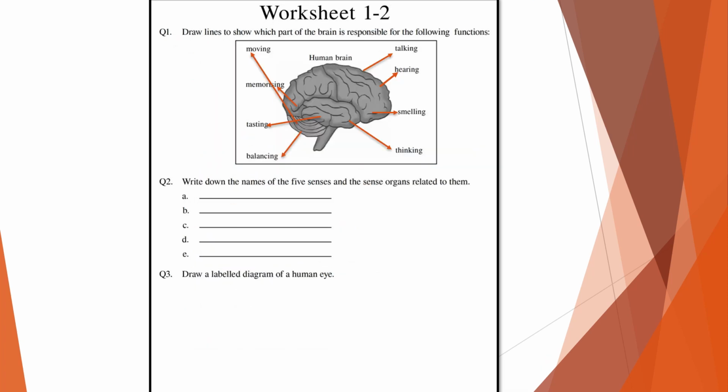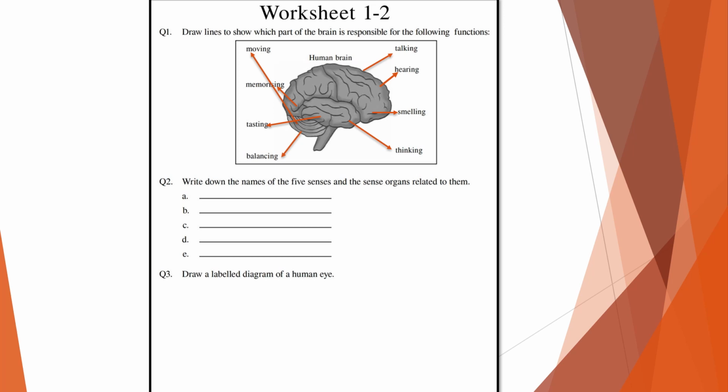The first question of your second worksheet is, draw lines to show which part of the brain is responsible for the following functions. Starting from the right side, the first action is talking. Talking is a voluntary action and your cerebrum is responsible for this. Your second action is hearing. Hearing is a sensory action and all your senses are controlled by cerebrum, so hearing will be controlled by cerebrum.